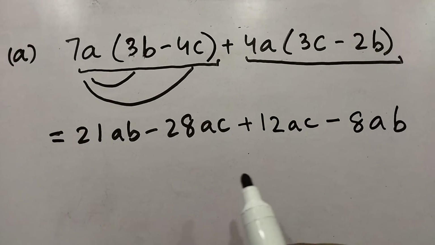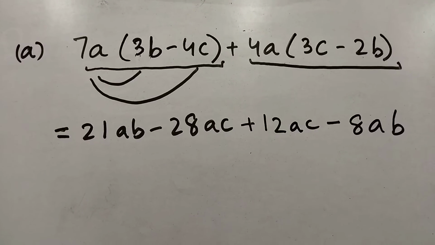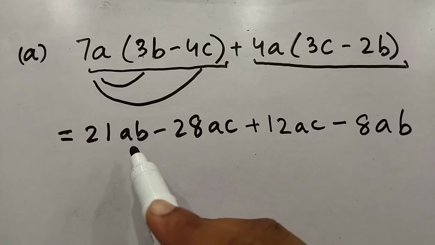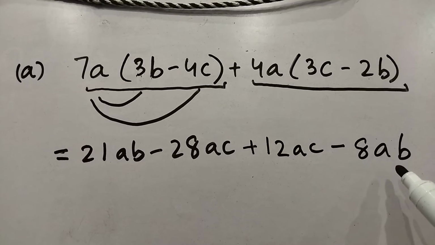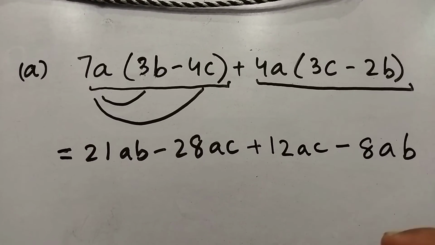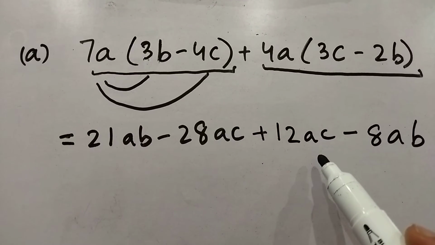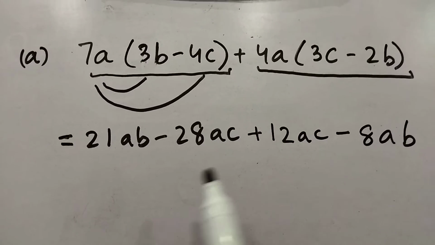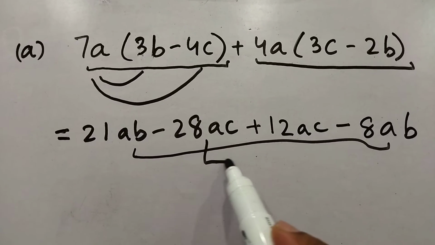Now we have to find out the terms that are alike. How we are going to find it out? Here we have variables AB. Here we have AC. Again AC and AB. So AB and AB will be added to each other. Similarly, AC and AC will be added or subtracted to each other. So we are going to deal with these two terms together and these two terms together, right?